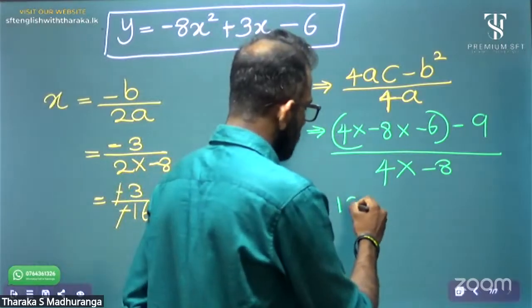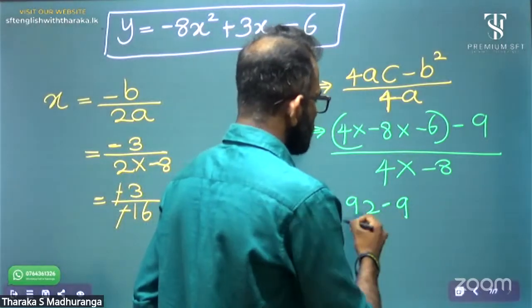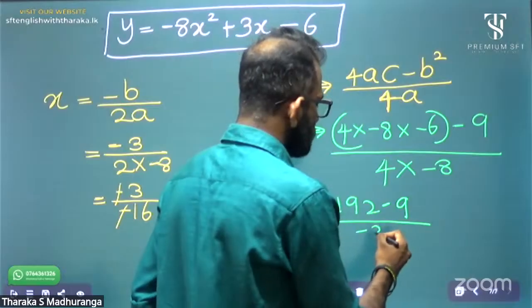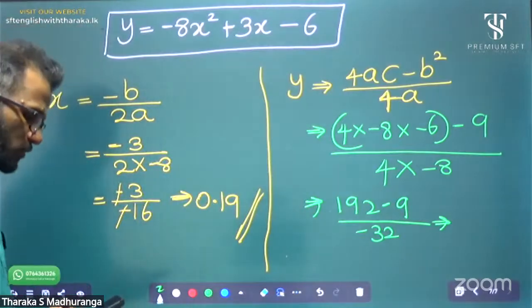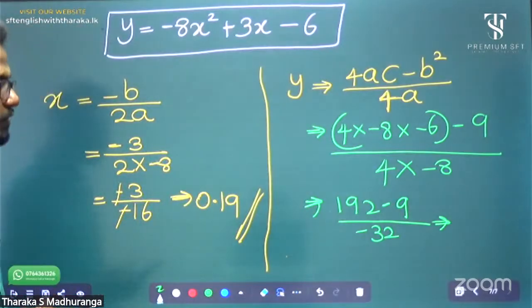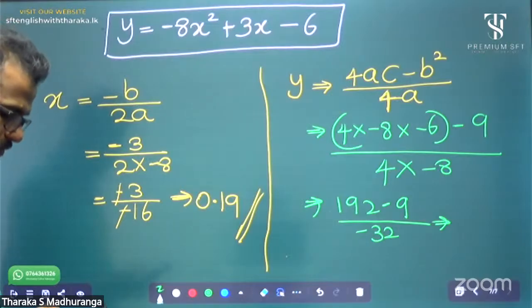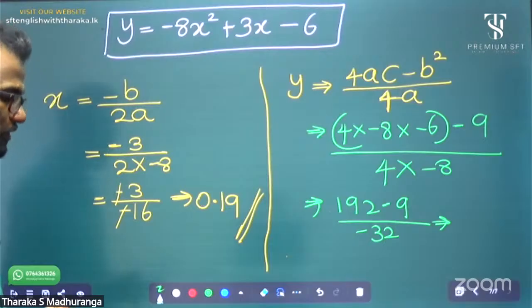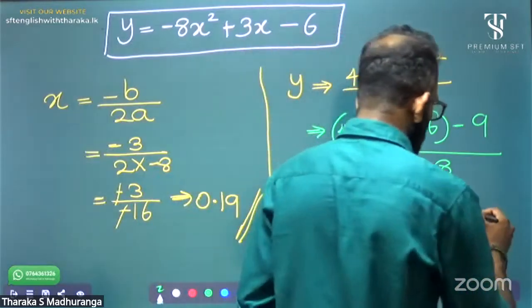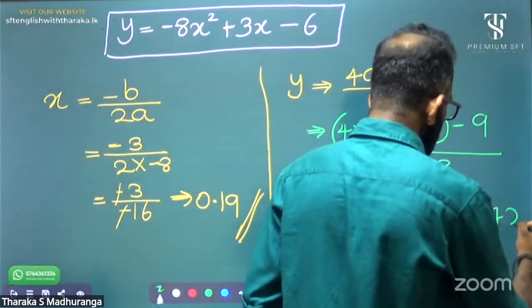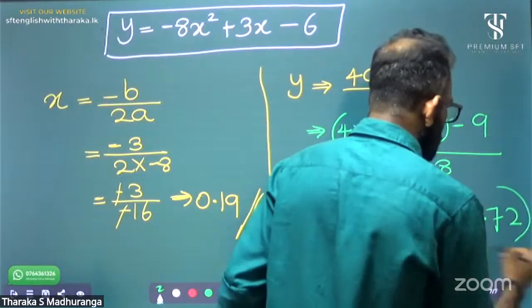192 minus 9 over minus 32. 192 minus 9 equals 183. 183 over 32 is 5.72. It is not positive, it is a minus value. Understood?